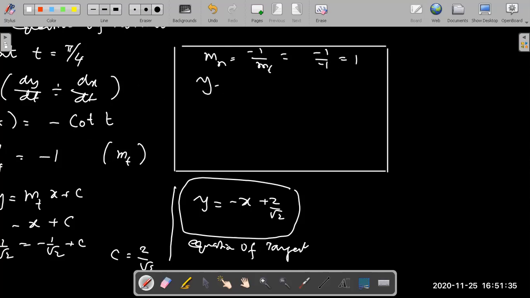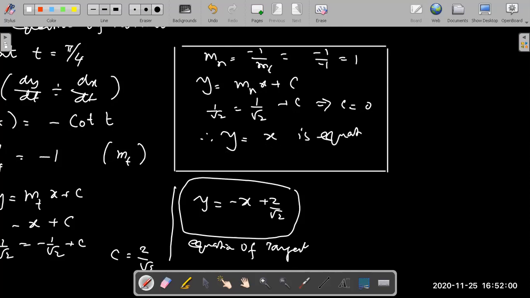So y is equal to mn x plus c. Same thing we have to do here. Y is 1 by root 2, x is 1 by root 2, and mn is 1, so 1 by root 2 equals 1 by root 2 plus c. So that implies c is equal to 0. Therefore, y is equal to x is the equation of the normal. So this completes question number 14.